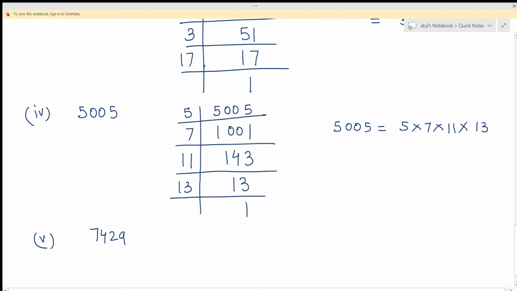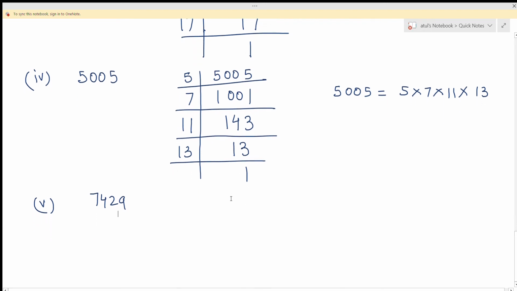7429. Now 7429, we check, it is not divisible by 2, not by 4 also, because the last two digits are not divisible by 4, then not by 3 also, as the sum of the digits is coming as 7 plus 4, 11, 11 plus 2, 13, 13 plus 9 is 22. So that's also not divisible by 3, not even 5, not 6, as not by 2 and 3. So let's try with some other odd number, prime number, the bigger ones.